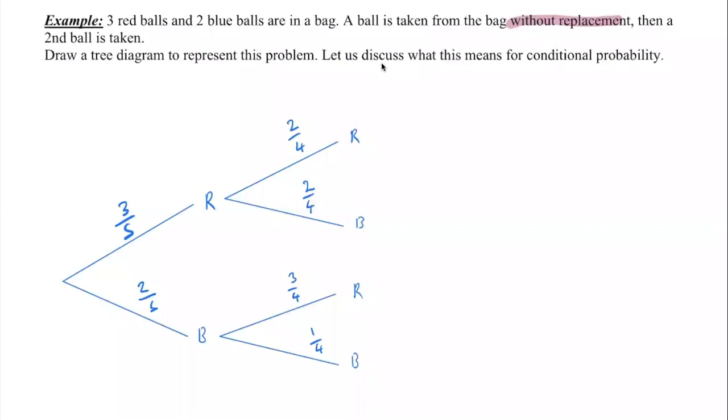So let's just pick a single branch off of this tree. We're going to pick this one here, go up along here. So we draw a red first, then we go down along here, and then we draw a blue in the second. Let's use some notation here to understand what this means for conditional probability. Right here at the very end, after we've gone along our branch, that means that we multiply.